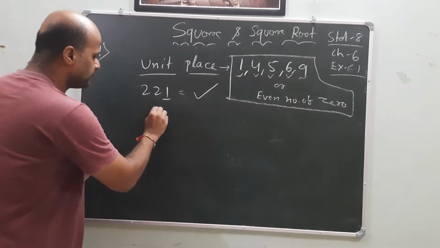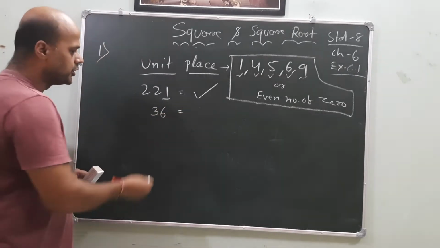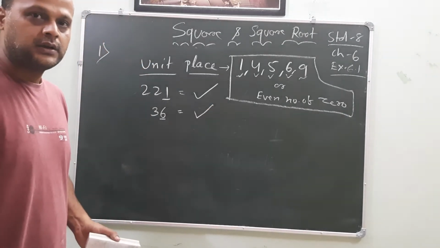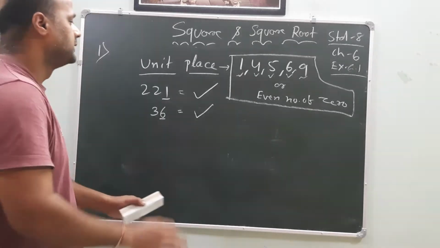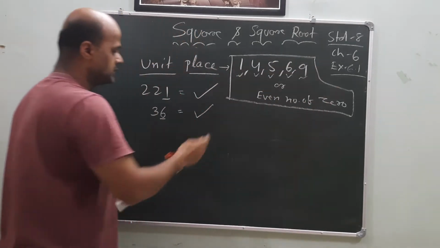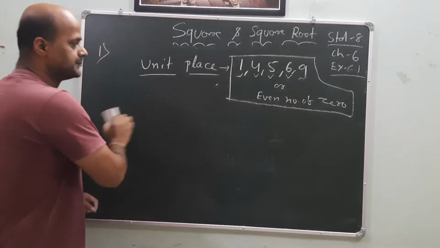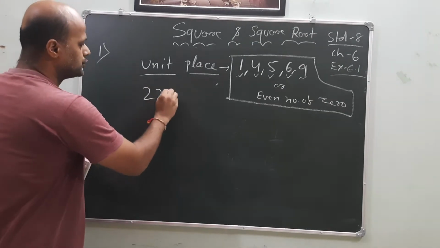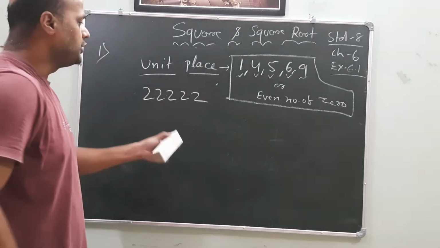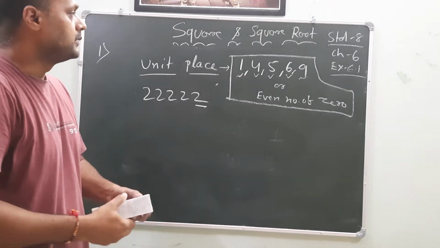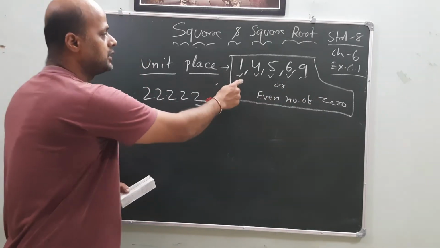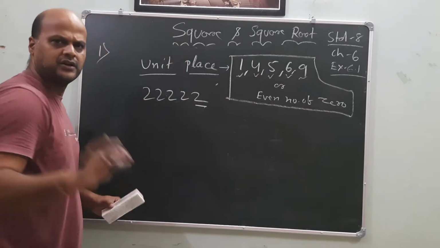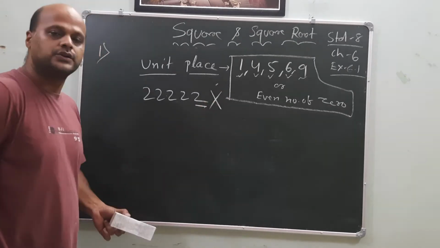Suppose the simplest form, 36. In the unit place, 6 is there. So I will say this is a perfect square. Except for these unit place numbers, if other numbers are there, it is not a perfect square. Example 2, 2, 2, 2, 2. In the unit place 2 is there. But according to our rule, it must be 1, 4, 5, 6, 9, or an even number of zeros. Is 2 there? No. So it is not a perfect square.